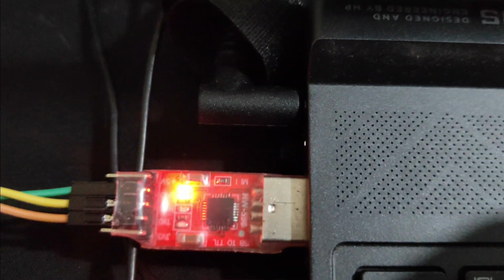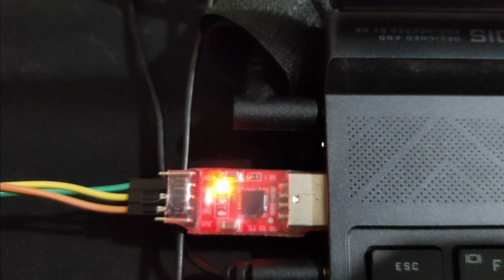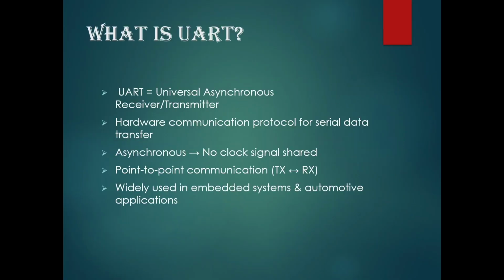Let's start the video. In this session, we are going to learn about the UART, its applications, and frame format. First of all, what is UART? UART stands for Universal Asynchronous Receiver-Transmitter, and it's a serial communication protocol. Asynchronous means that UART does not use a clock signal to synchronize the data. Instead, it uses start bit, stop bit, and baud rate to align.